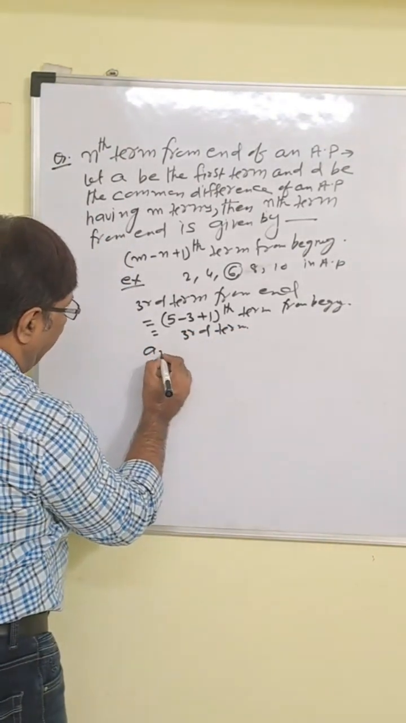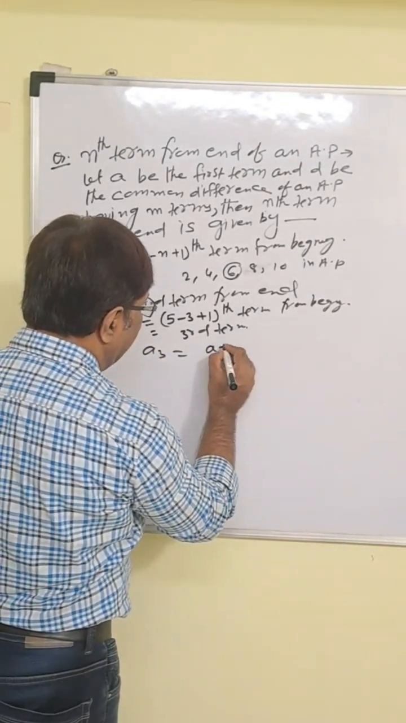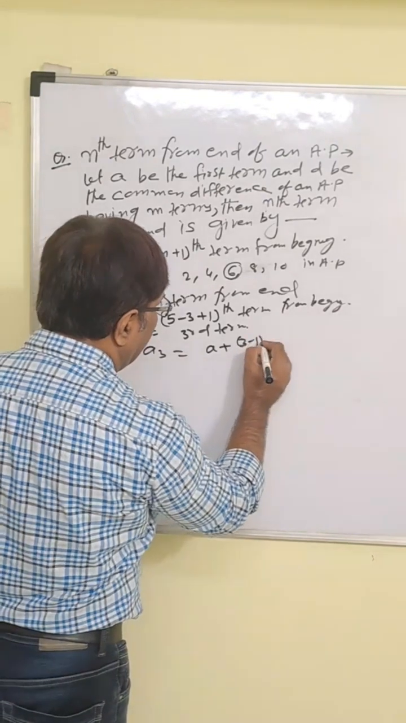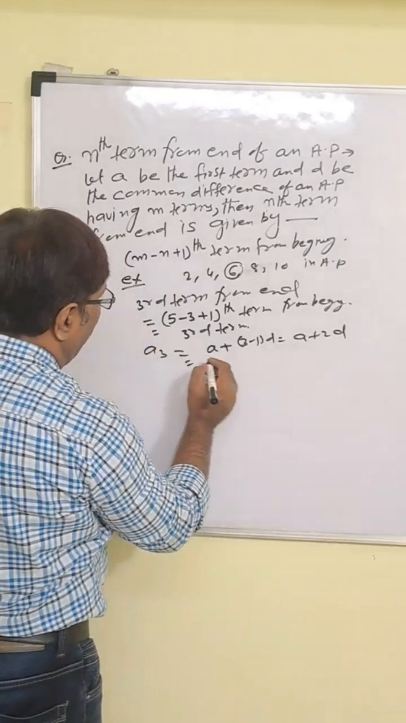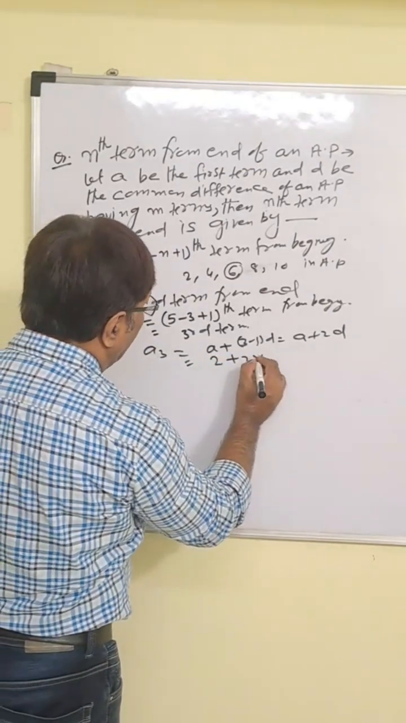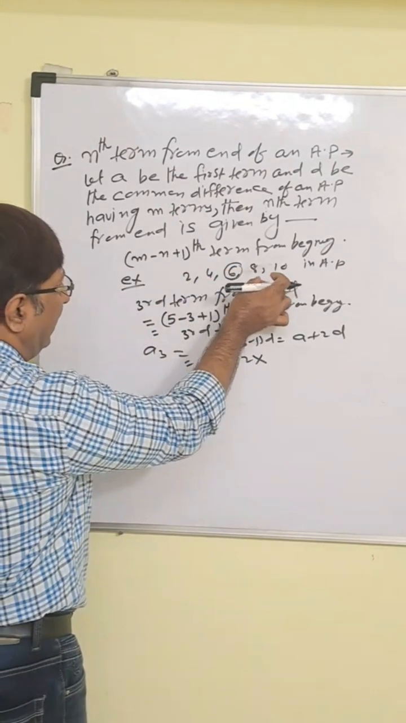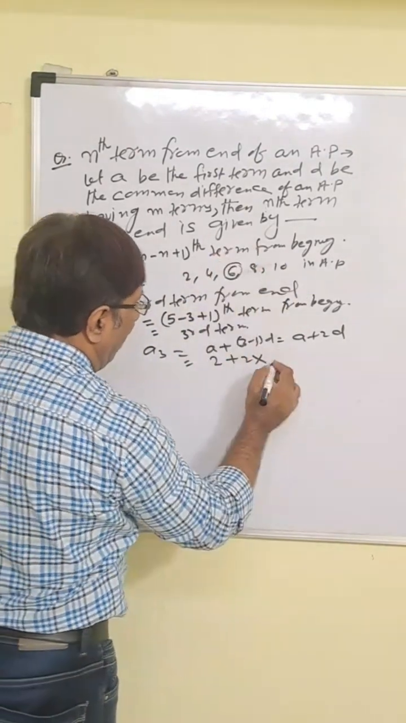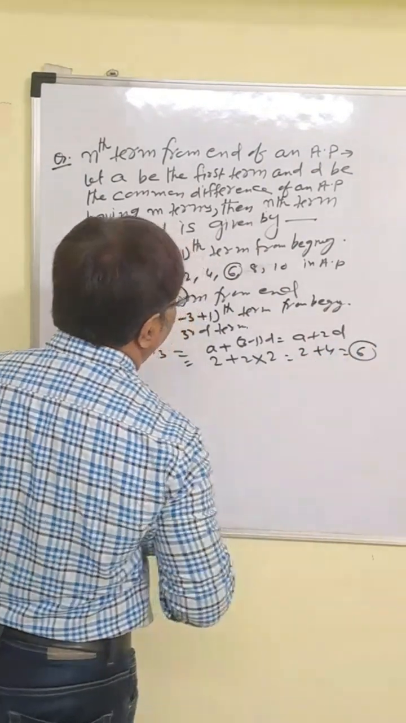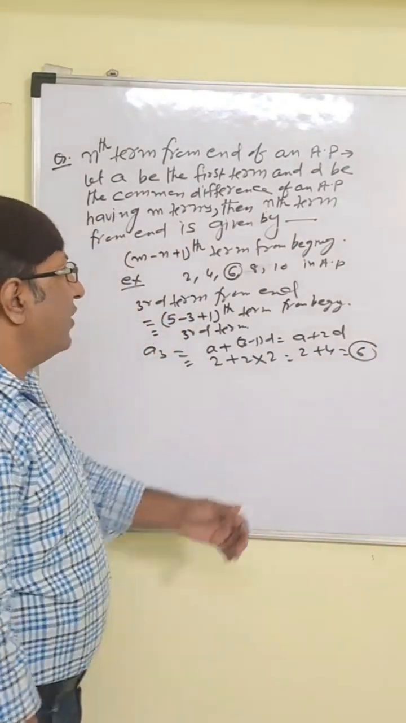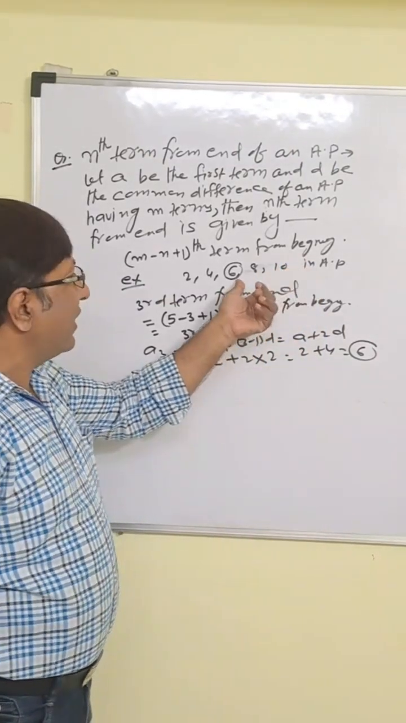So we can find it very easily: A3 equals A plus 3 minus 1 into D, so the answer is A plus 2D. A is 2, and plus 2 into the common difference. 4 minus 2 is 2, 6 minus 4 is 2, 8 minus 6 is 2, so the common difference is 2. So 2 plus 4 is 6. So our correct answer is 6. When we check from the last end, the third term from the end, our answer is C.